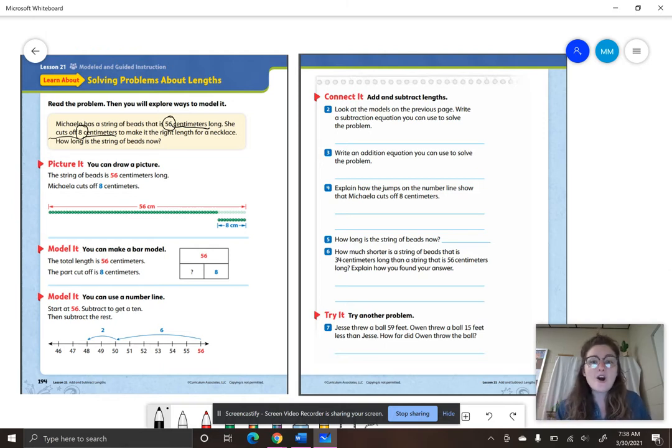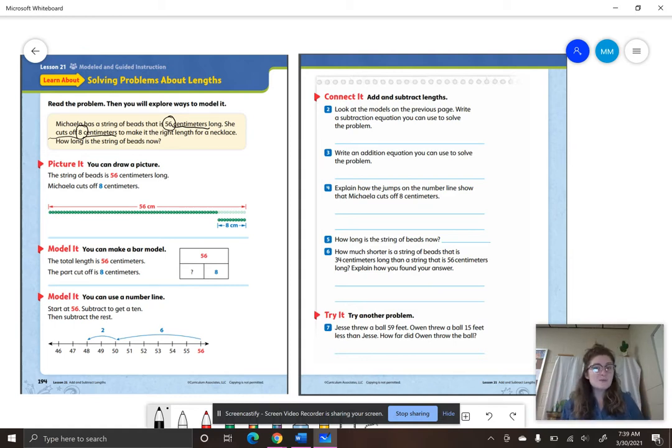It says that we could also use a bar model. So we could start with the total length. So our whole was 56, and the part that is cut off was 8 centimeters. If we are cutting off, that means we are taking away. Start thinking, what kind of equation are we going to be making?